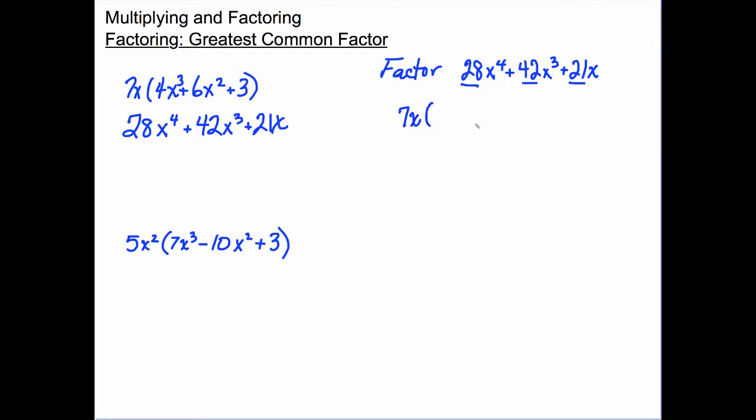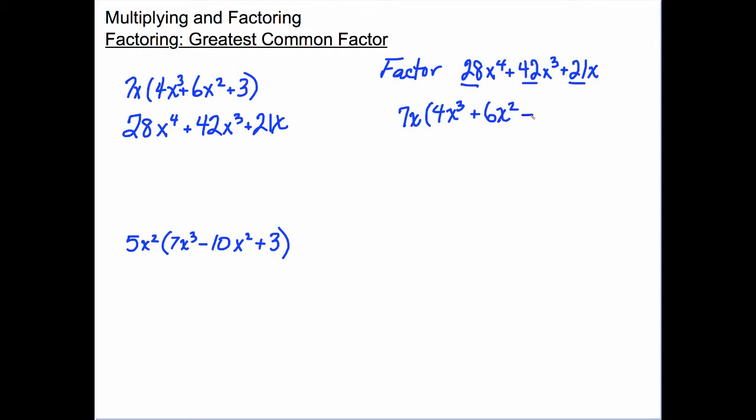Now let's fill in the other term. 7 times what equals 28? That's 7 times 4. And x times what equals x to the fourth? That's x cubed. Next, 42. 7 times what equals 42? That's 6. And x times what equals x cubed? That's x squared.